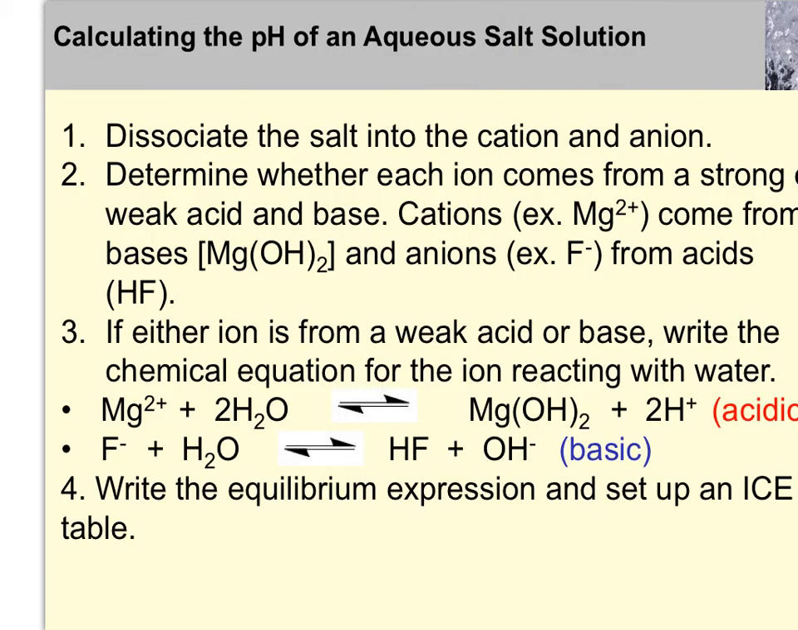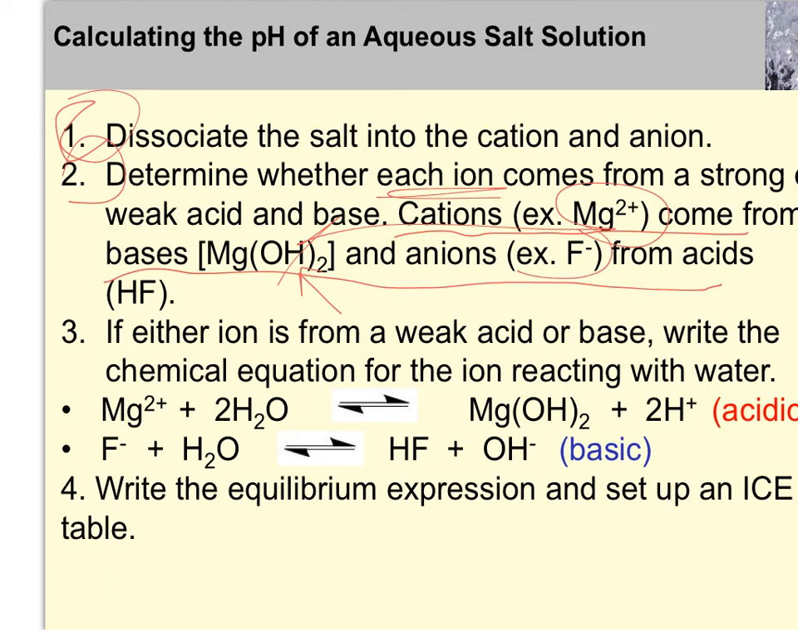Here's a list of the steps that you need to go through in order to determine whether a soluble salt can affect the pH of a solution. So you may want to jot these down. The first thing you want to do is dissociate into the cation and anion. The second is determine whether each of the ions, the cation and the anion, come from a strong or a weak acid and base. Just to help you out here, to determine where a cation comes from, just stick hydroxides on it, right? And then ask yourself, is that weak or strong? Anions, just add a hydrogen ion, and again ask yourself, is that weak or strong?